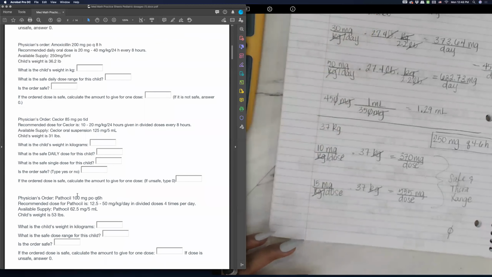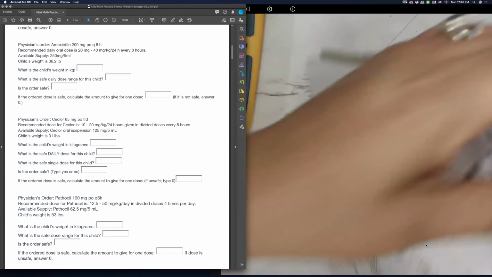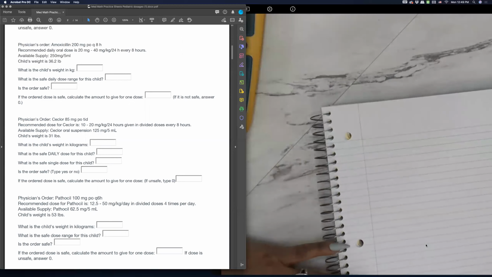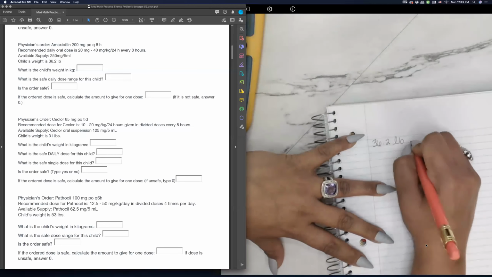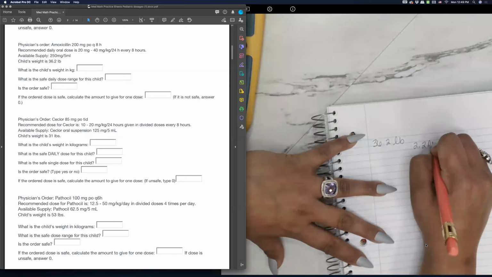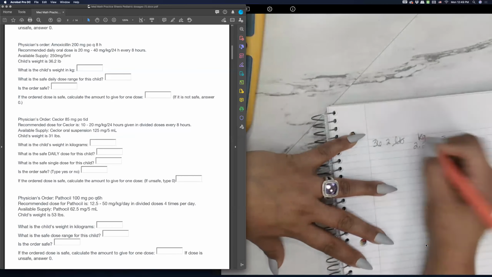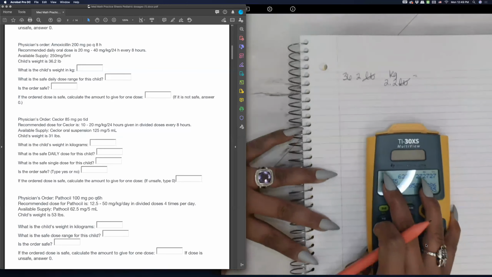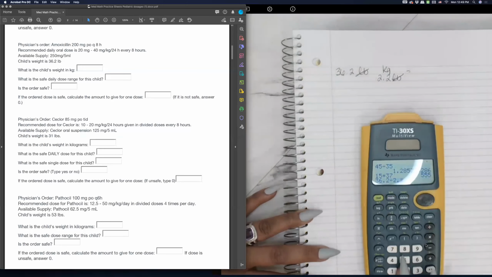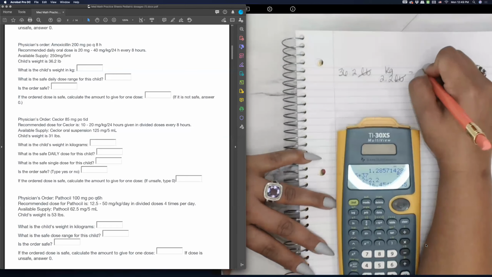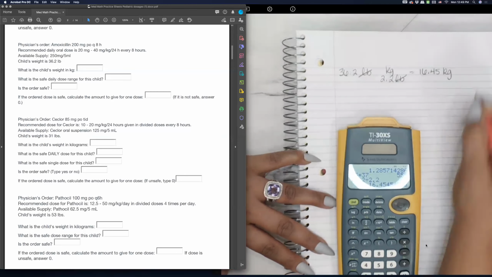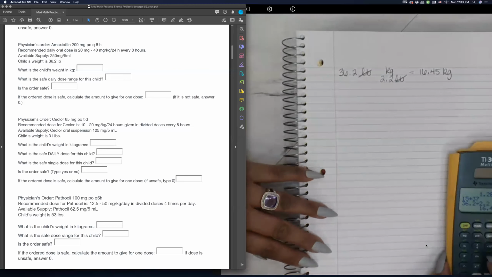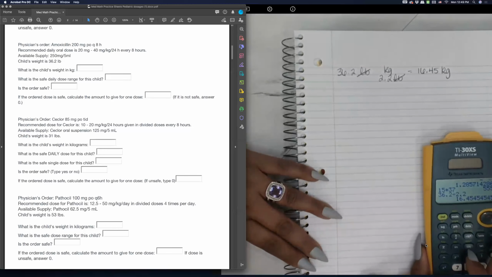Okay. So next problem. The physician's order is amoxicillin 200 milligrams PO Q8H. The child's weight is 36.2 pounds. So we're going to convert that. 36.2 divided by 2.2 is going to give us, rounded to the hundredths place, 16.45 kilograms. And a repeating decimal. So we're going to make sure we keep our setup on our problem.